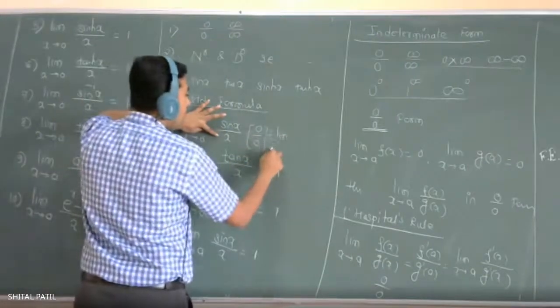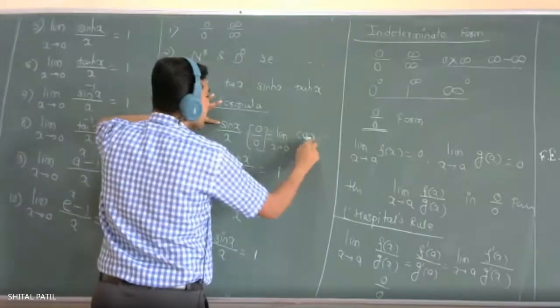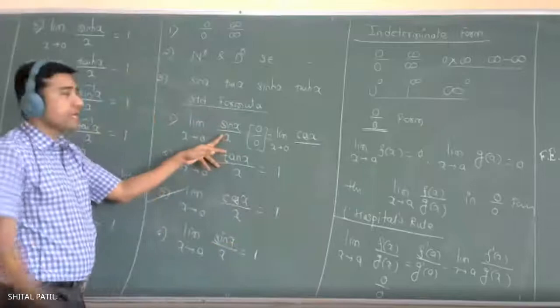How? I have to differentiate the given expression. What is the derivative of sin x? cos x. What is the derivative of x? 1.